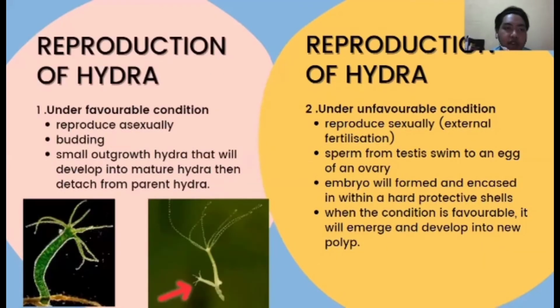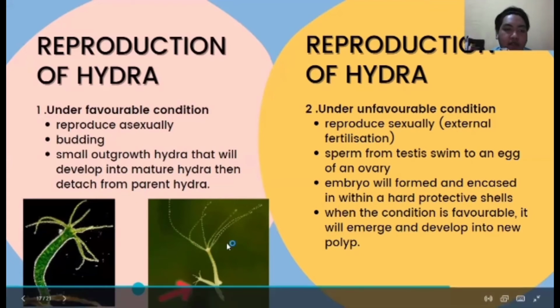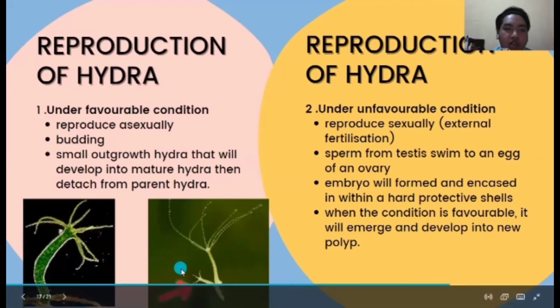Hydra reproduce in two ways, asexually and sexually. Under favorable conditions, hydra will reproduce asexually, which is called budding. Hydra will produce a small outgrowth from the parent or mature hydra. Then, the small hydra will develop and detach from the parent hydra when mature. From this picture, we can see that a small hydra is starting to develop from a mature hydra.